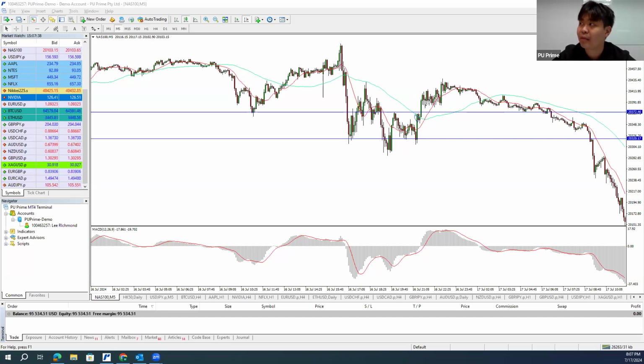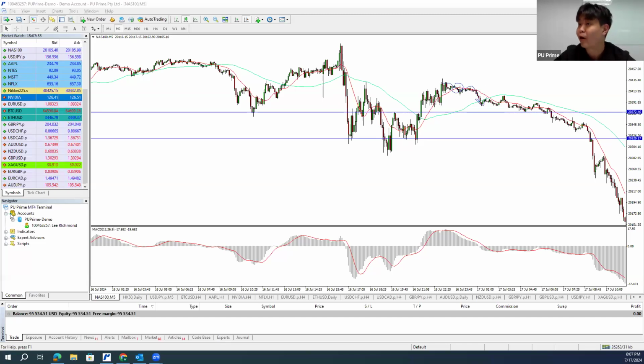But after they break above again, then they continue going up. So if this candlestick continues to maintain above these two lines, then maybe you can treat this as a support level. Any chance that the candlestick breaks below the support level or the MA line here, there is a higher chance that it will continue to go down.